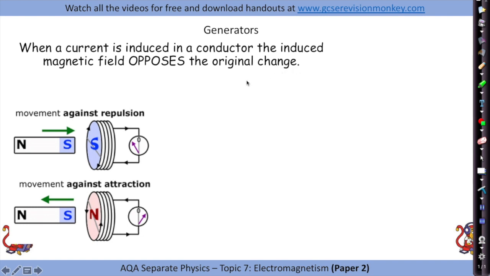So what does that mean then? Well, when I push a south pole into a coil of wire, moving this magnet into the coil of wire will create a current inside the coil of wire. That current inside the coil creates a magnetic field around the coil. But the direction of the magnetic field that I create will always be in the opposite direction to the one that I'm introducing. So as I push a south pole into a coil of wire, it will create a south pole there to try and repel it.